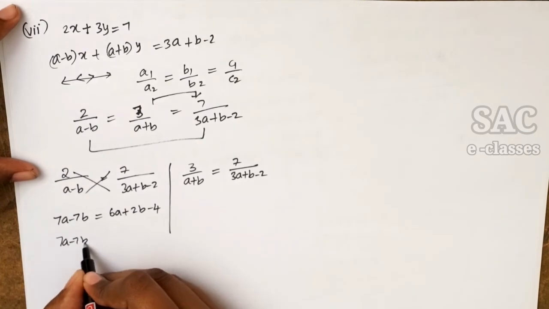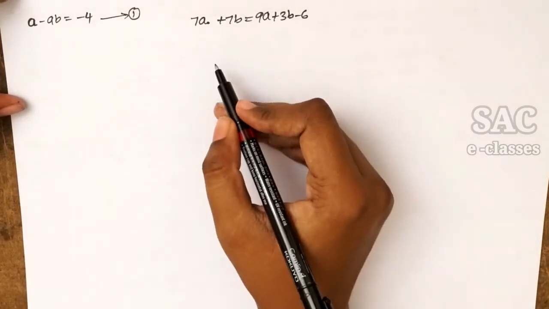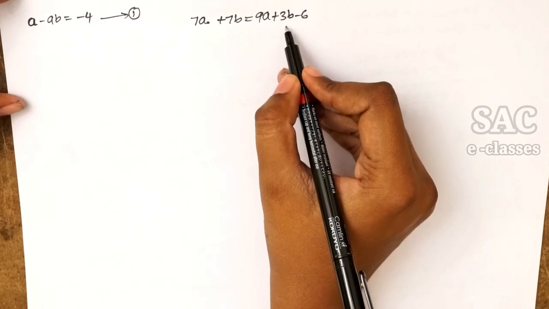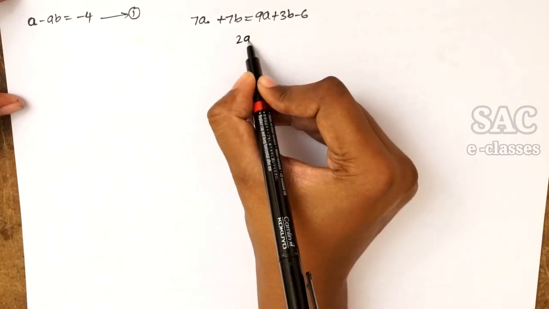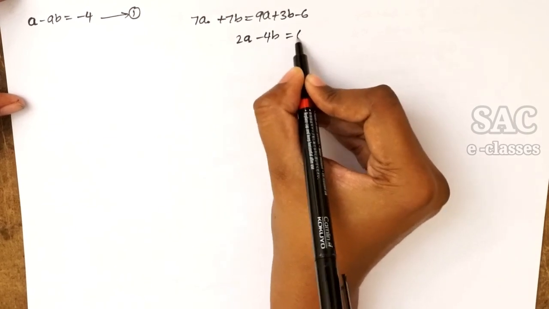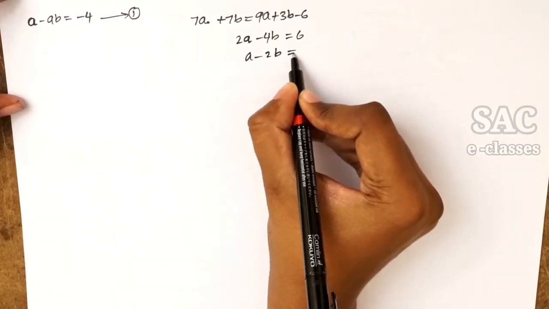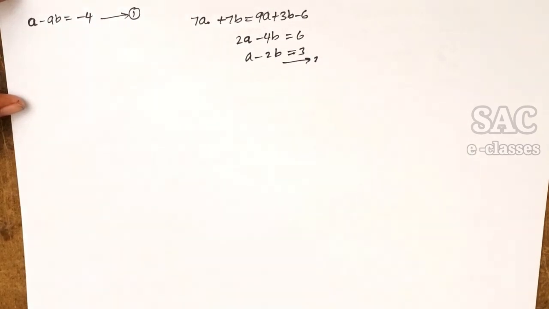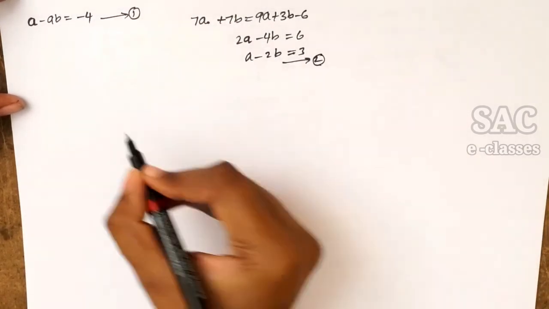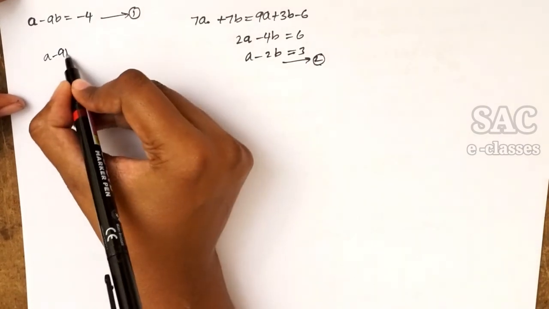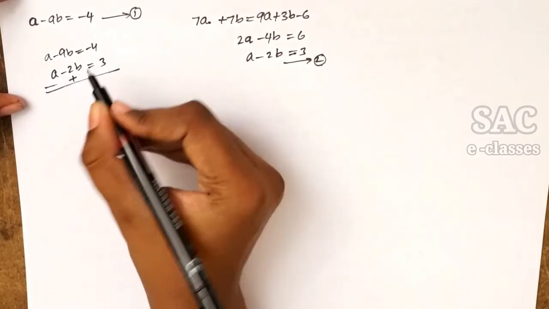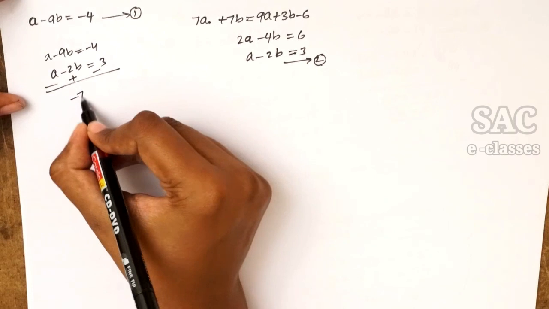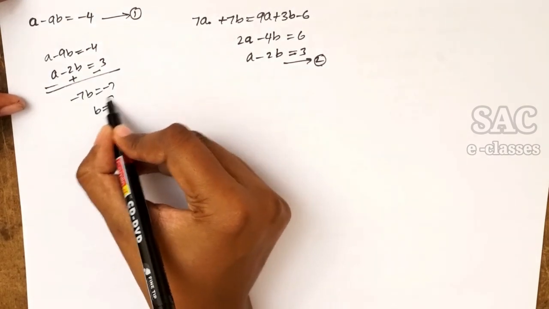Simplify it. Look at the 7a plus 7b here. The second condition, whenever we equated 3 by a plus b is equal to 7 by 3a plus b minus 2, we got by simplification 2a minus 4b equal to 6. Taking out 2 common, we got 2a minus 2b is equal to 3. Think of it as equation 2. By solving that, a minus 9b equal to minus 4 and a minus 2b is equal to 3. By subtracting it, minus 7b equal to minus 7, b equal to 1.